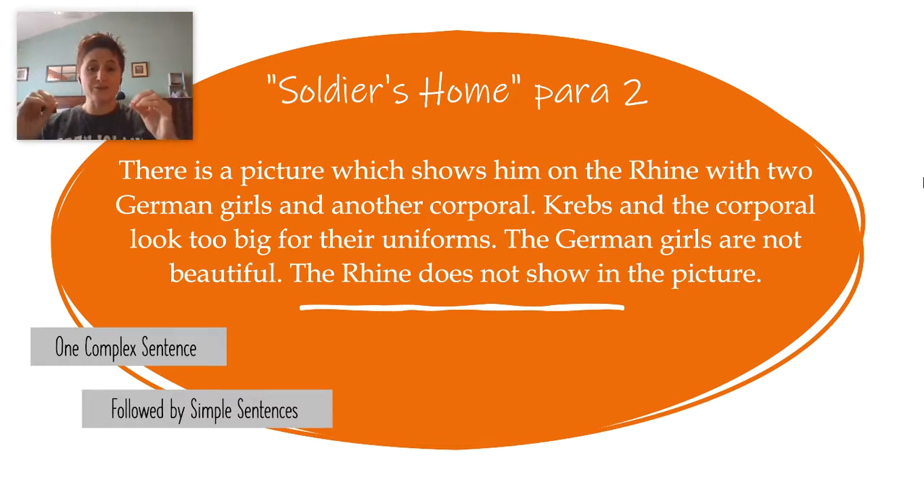Each of the shorter sentences that follows it, though, begins cutting away at that image. And it does it in reverse order, which is significant. Until we are left with there is a picture. And it is just as empty as that. We'll get to word choice in a minute. But so there is a picture which shows these things. And then the next sentence says, Krebs and the corporal look too big for their uniforms.